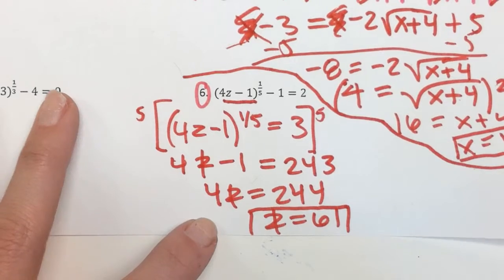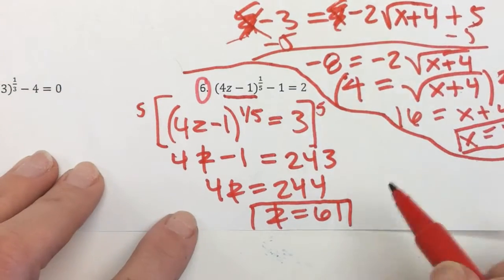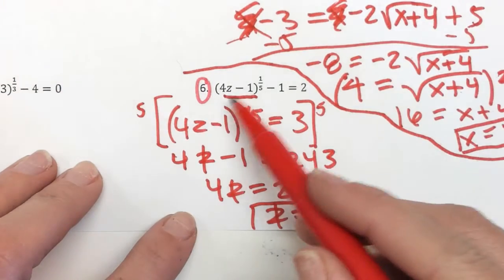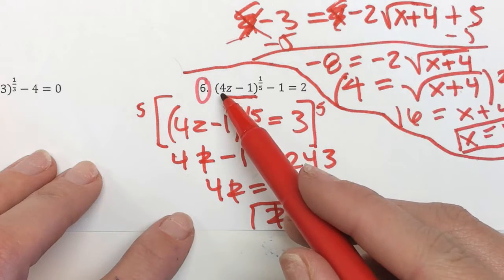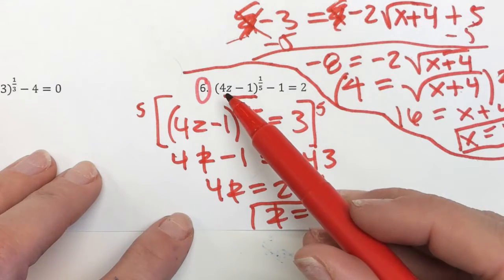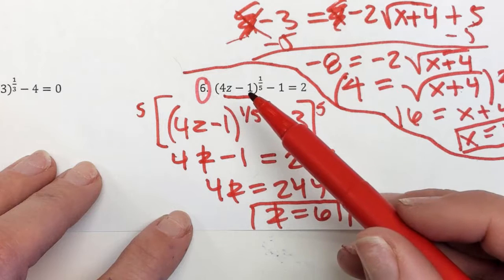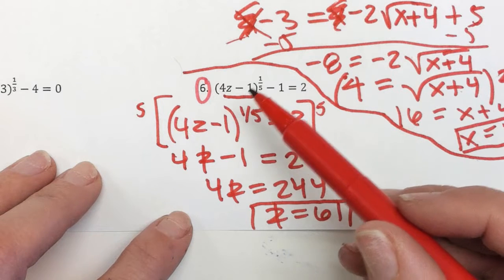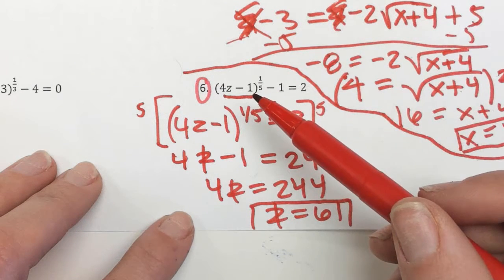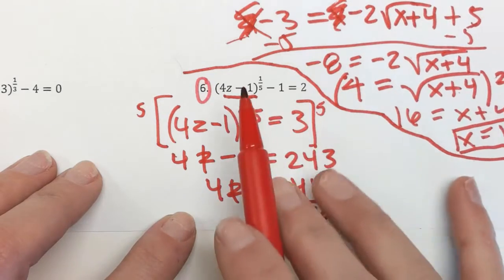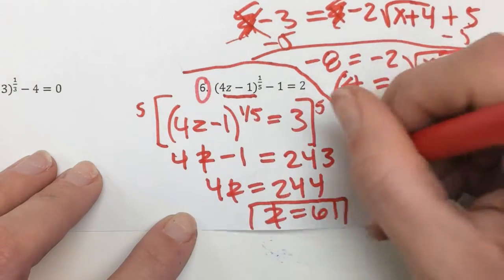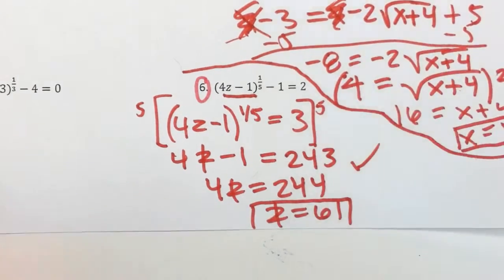Alright, let's check it together out loud, but you'll have to use your calculator. So 61 times 4. 244. Minus 1. 243 to the 1/5 power. 3. Minus 1. Good. This one works.